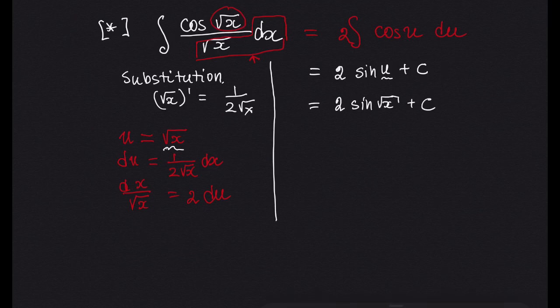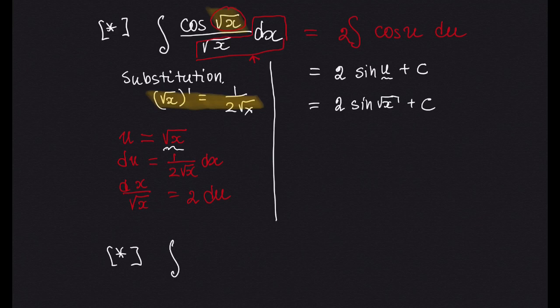And I just want to pause here and emphasize that if we did not remember that the derivative of square root of x was 1 over 2 square root of x, it would be awfully difficult for us to recognize that the substitution u equals square root of x was going to work in this example. All right, so let's just do one more example, and that would be it for this video.